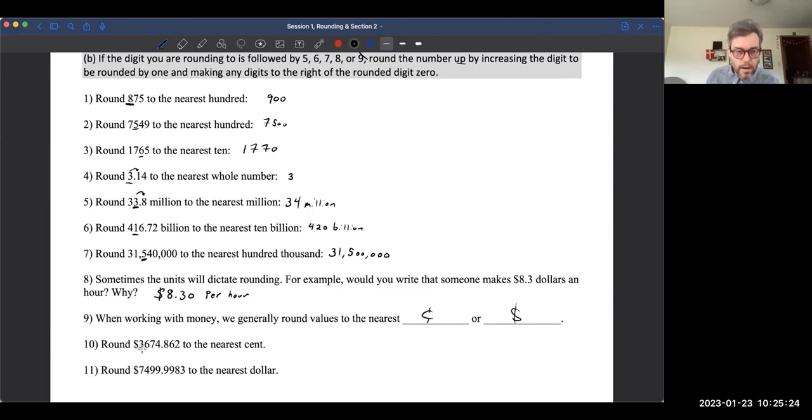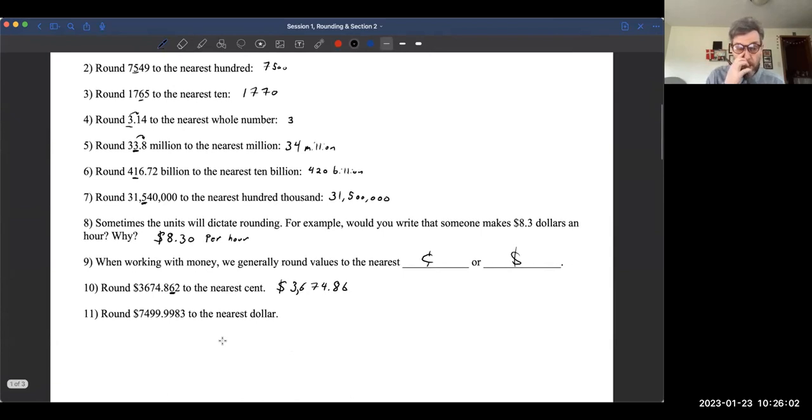All right, let's try this one. Round $3,674.8862 to the nearest cent. The nearest cent would be this 6 here. That's the hundredths place. 1/100th of a dollar is a cent. There's 100 years in a century, cent meaning 100. So we look at the 2, and that tells us the 6 stays the same. So this is $3,674.86. All right, there we go.